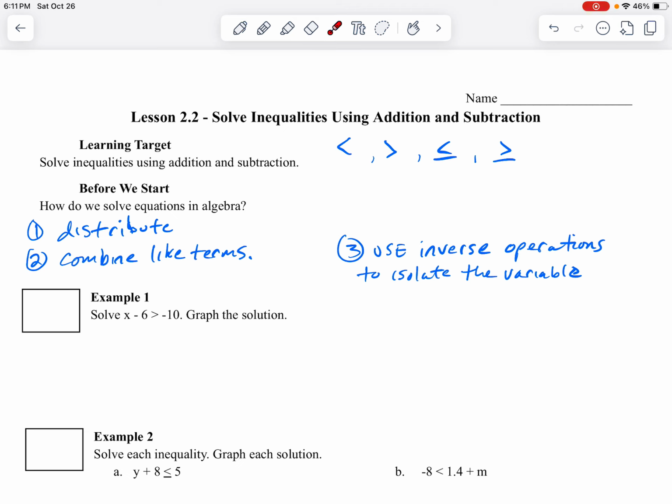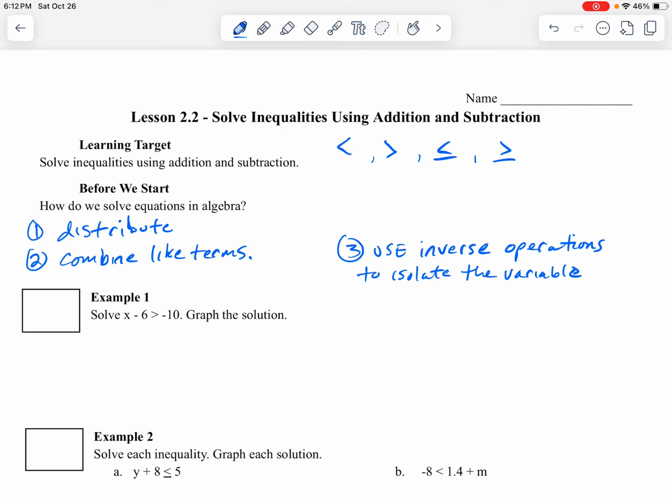And so in the past, when we were solving equations, we had a couple different things we would look for. We would look for distribution, combining like terms, and then when we wanted to get that variable by itself, we would use inverse operations to isolate the variable. So that means just doing the opposite.